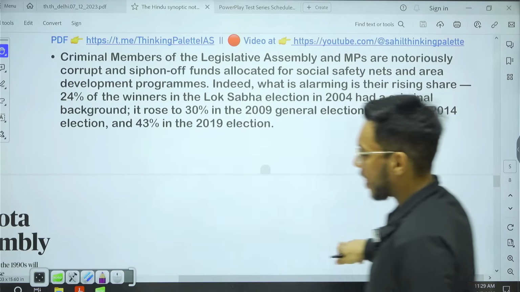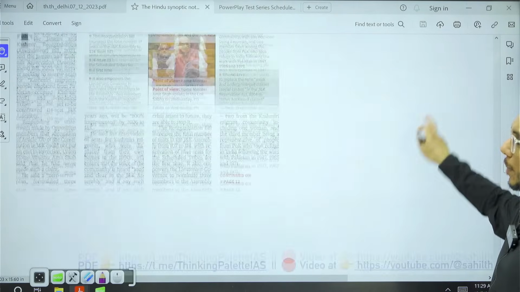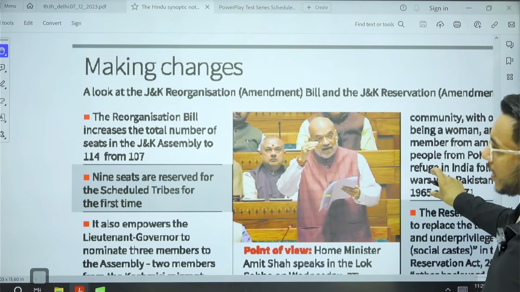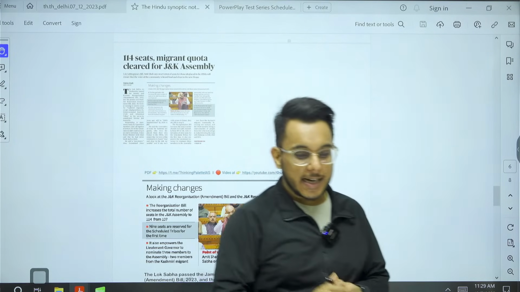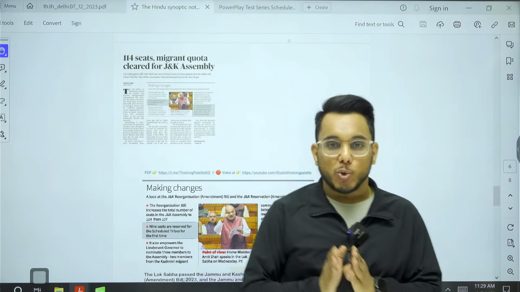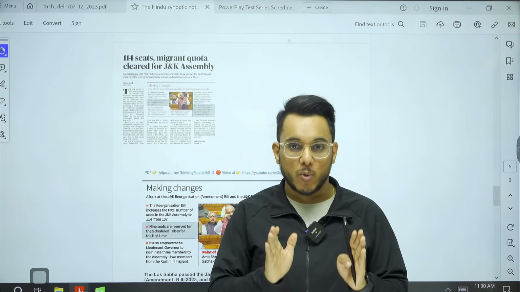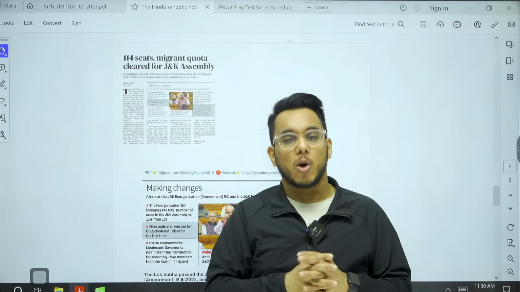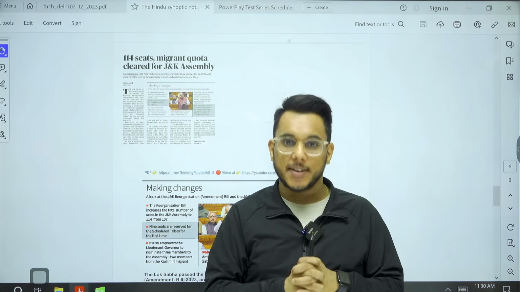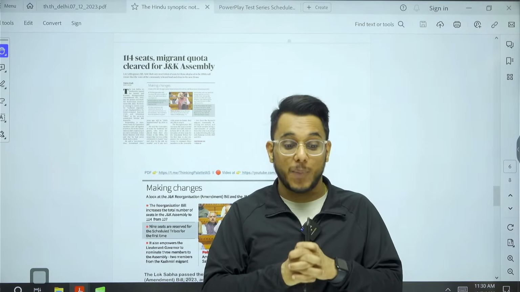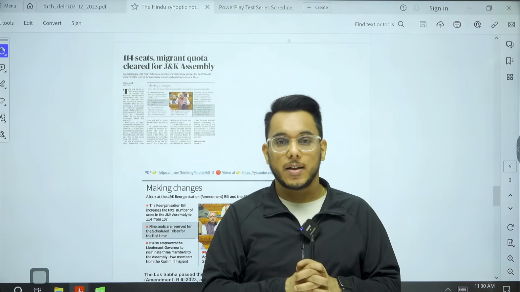Okay, moving on. Next article. 114 seats migrant quota cleared for J&K Assembly. So basically, guys, understand this particular thing. When we talk about Jammu and Kashmir, you know that in 2019 the status of Jammu and Kashmir got changed. What happened? In 2019, the Jammu and Kashmir Reorganization Act was passed, which, number one, changed the status of Jammu and Kashmir from a state to a union territory. Also, the special status that was given under Article 370 also got diluted. Now the matter is in the Supreme Court whether Parliament was competent to do that or not.